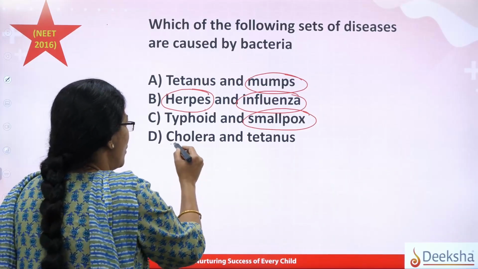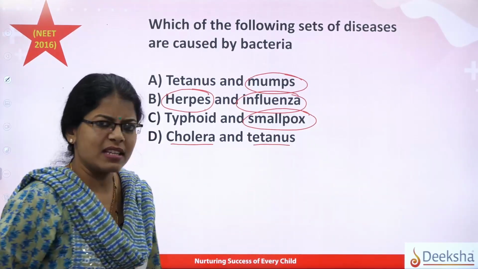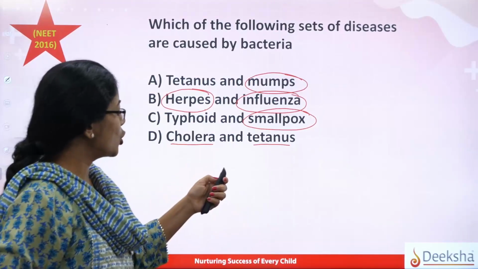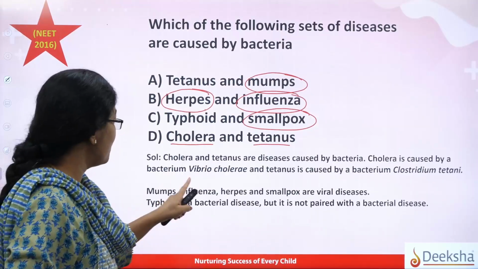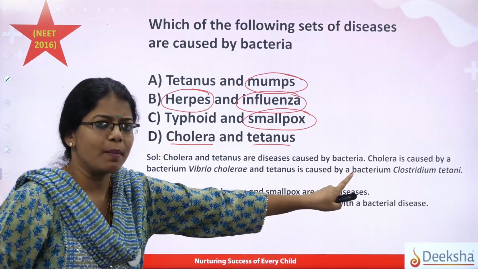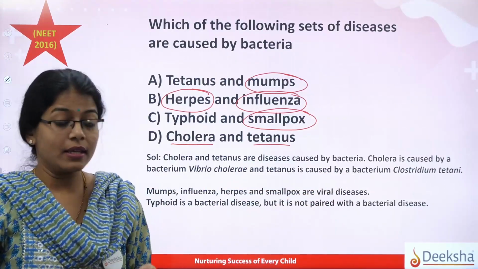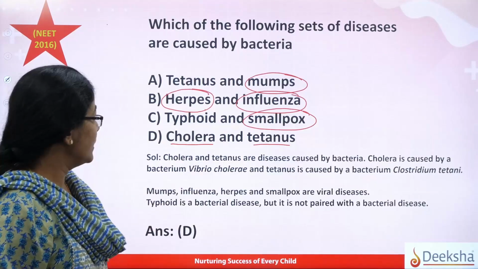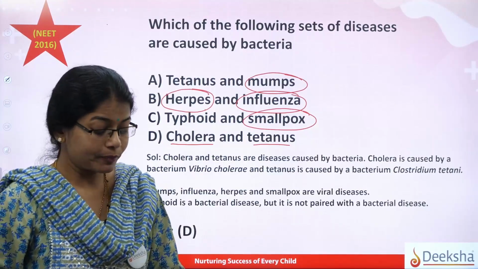If you see, cholera and tetanus are the bacterial diseases. Cholera is caused by an organism, that is Vibrio cholerae, and tetanus again is a disease caused by Clostridium tetani. So the answer here would be option D, that is cholera and tetanus.